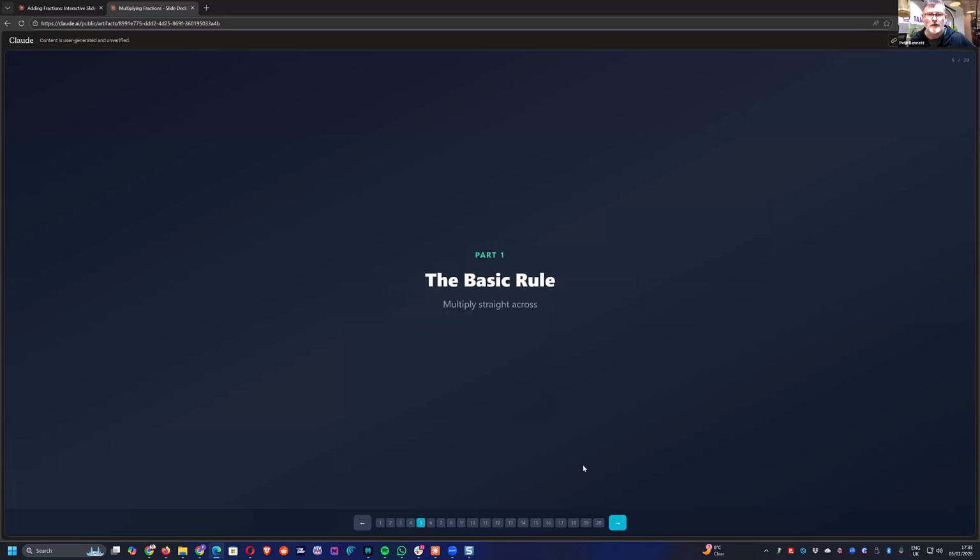Here's the basic rule. Just multiply straight across. Top times top, bottom times bottom. How easy can this be? Let's do a worked example. So we've got half times two-thirds. 1 times 2 is 2. 2 times 3 is 6. Therefore, 2/6 is the final answer. Of course, we've got to simplify that. We'll cover that later on.